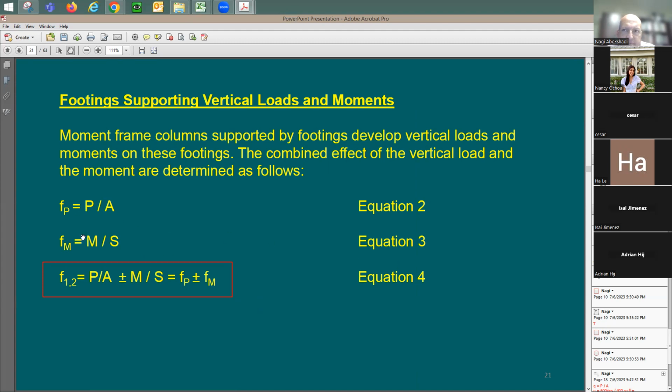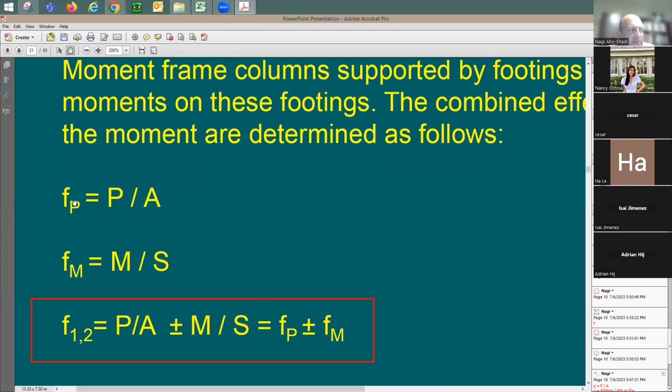When you have an axial load, you take P divided by A. It's giving you the stress below the footing due to P, the vertical load. When you have moment only applied on the section, the stress due to the moment is going to be equal to M divided by S. S is going to be the section modulus. When you have combined loading, like P and M, you can do it with this equation. And in this case, you're going to have plus or minus.